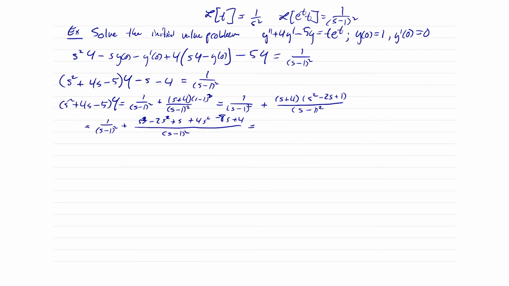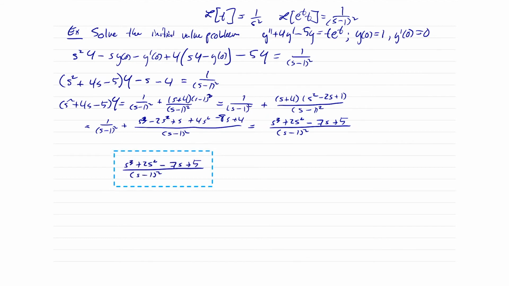All right, now let's add everything together. So we get s cubed minus 2s squared plus 4s, so it's going to be plus 2s squared. And then minus 8s plus 8, that's minus 7s. And then I have 4 plus 1 plus 5. All of this divided by (s minus 1) squared. Now, because I'm lazy, I'm going to copy and I'm going to paste. And now I'm going to write y of s is equal to this divided by s squared plus 4s minus 5.